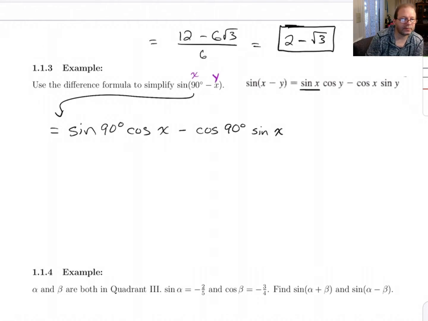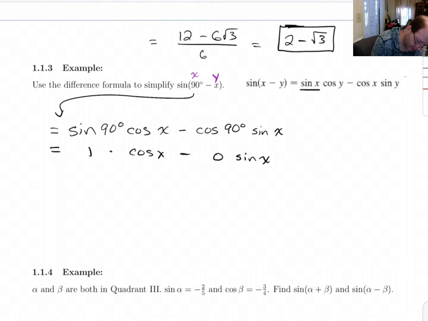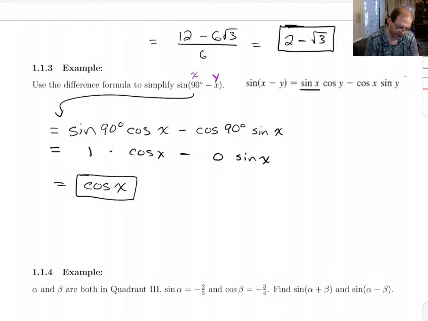All right. So let's see, sine of 90 degrees is 1. Cosine of 90 degrees is 0. So what we get here is just cosine of x. So sine of 90 degrees minus x is cosine of x. And if you think about it, we really already knew the answer to this. This is just sort of using this identity to come about it.